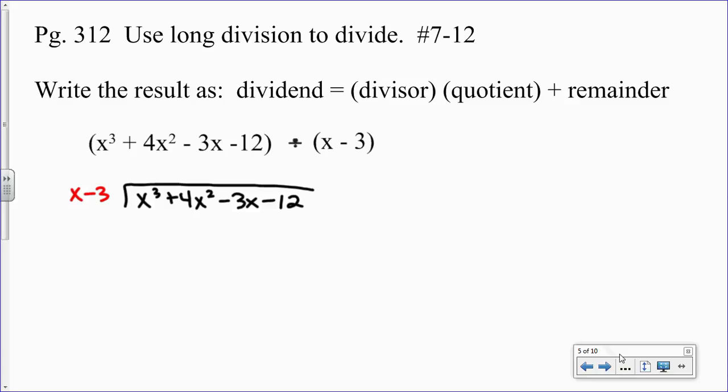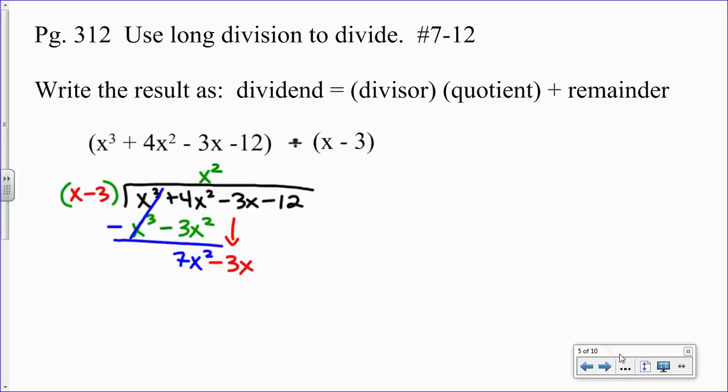We'll work through this one together a little bit faster. What would you multiply x by to get x cubed? X squared. So I got to line that up with the x squared term. And then distribute that x squared, so that's x cubed minus 3x squared. Subtract down. 4x squared minus negative 3x squared is 7x squared. My divisor has 2 terms, so I have to make sure I have 2 terms here. So I got to bring down my negative 3x.